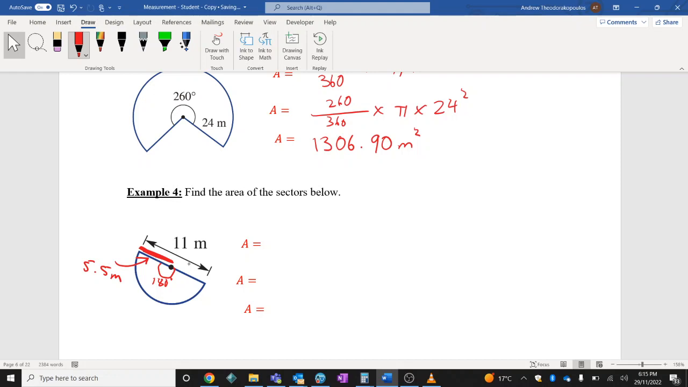So let's copy down the formula again, because everything's in threes. Theta over 360 times pi times r squared. Theta is 180 and r is 5.5 squared. That should get you an answer of 47.52 meters squared.